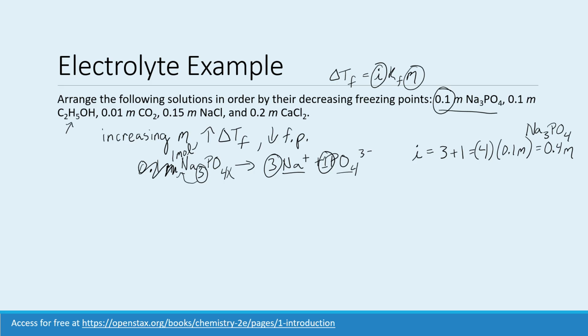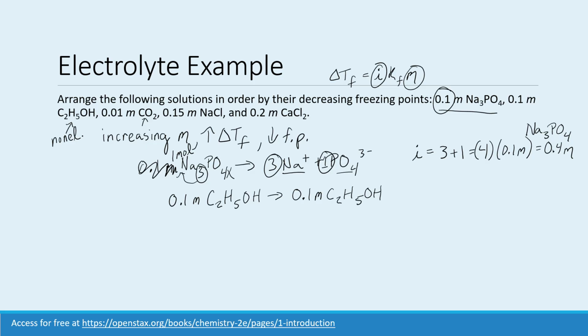Okay, now the next one, this is ethanol. And so remember, our alcohols and most of our molecular compounds are not going to dissociate unless they are strong acids or potentially strong bases. So this is what we call a non-electrolyte. If we start out with 0.1 molal of C2H5OH, it's just going to stay the same. It's still going to be 0.1 molal of your ethanol. So no change there.